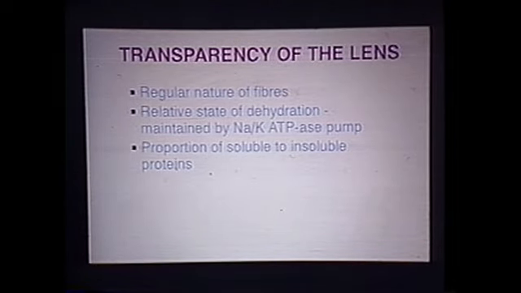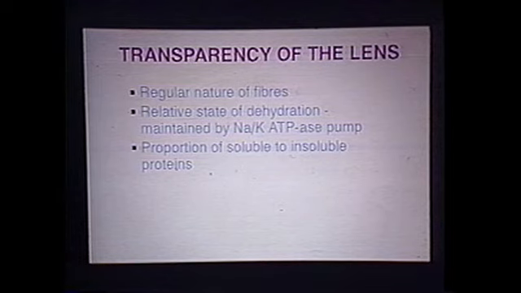Transparency of the lens is dependent, as is the cornea, on a number of important features. The first one is the regular nature of the fibres. As in the cornea, the regular nature of the fibres of the lens allows the free passage of light, and any disruption in this regular nature will result in opacification, reflection and refraction of light trying to pass through it.